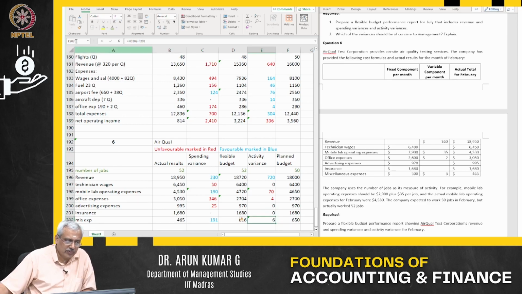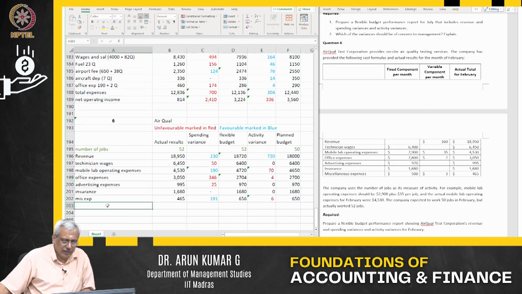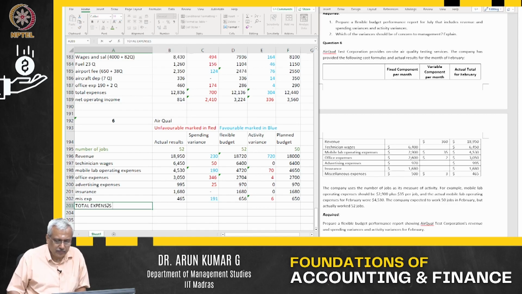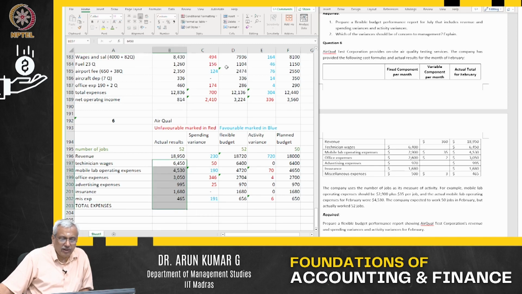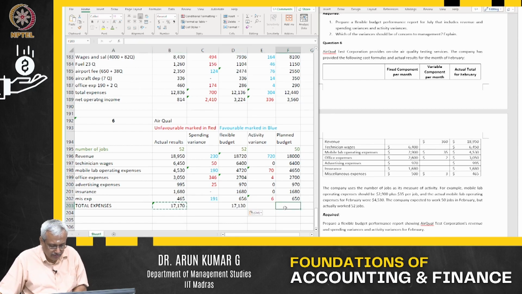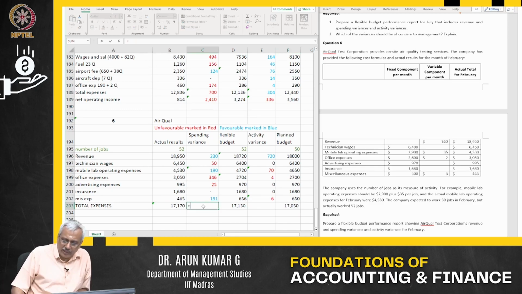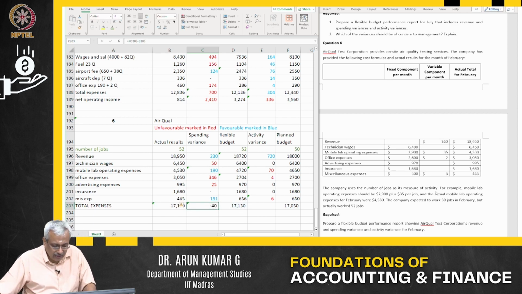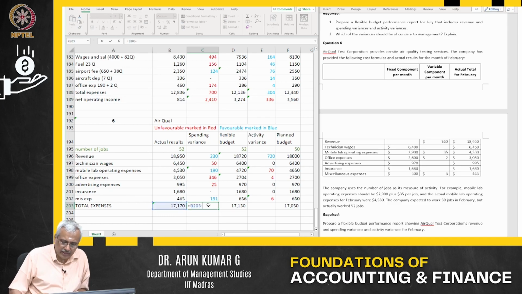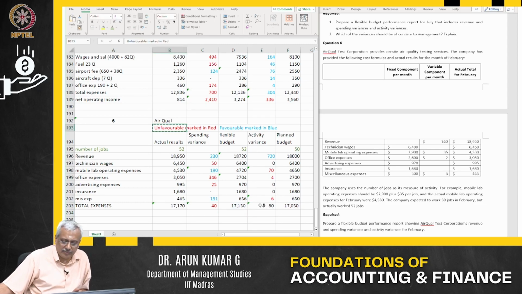Why is unfavorable important out here also? Because you need to source that kind of money. Now imagine, you need to source that kind of money. Now what is my total expenses? I'm just going to sum all these things out here. My total expenditure, if you look at it, is unfavorable in terms of spending, though some of the things are favorable. Even here it obviously is going to be unfavorable, because that means so much of expenditure extra, that means you have to source so much of money.